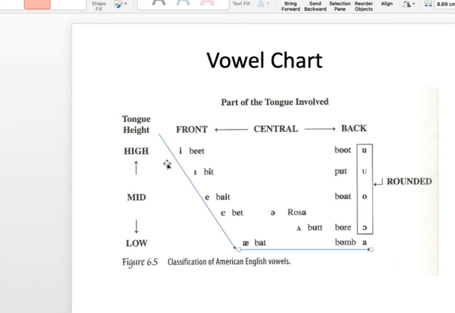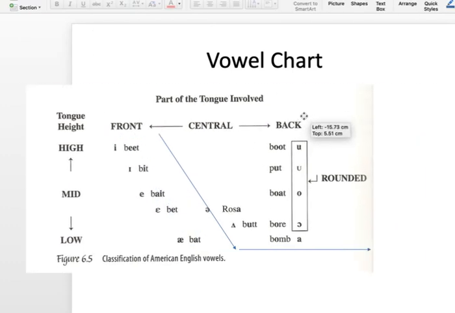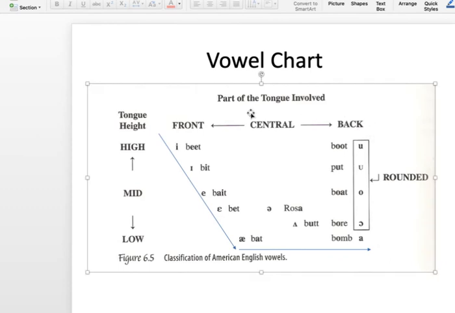You would notice that when you were saying beat, it was being produced from the front part of your mouth. When you say boot, it was being produced from the back part of your mouth. This front, center, and back refers to this phenomenon, right? So central. Then height.